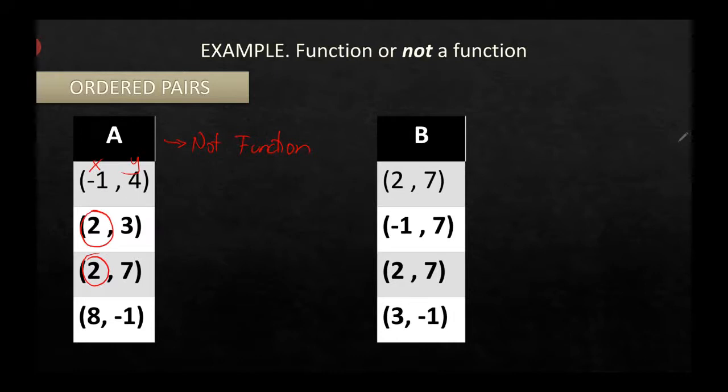Now, let's try to solve the ordered pairs of letter B. Again, we have here 2, comma 7; negative 1, comma 7; 2, comma 7 again; and 3, comma negative 1. Since we have the same element, 2, comma 7 and 2, comma 7, we can simply write this as a single 2, comma 7. Since we have 2, negative 1, and 3 as our domain, this B is a function.